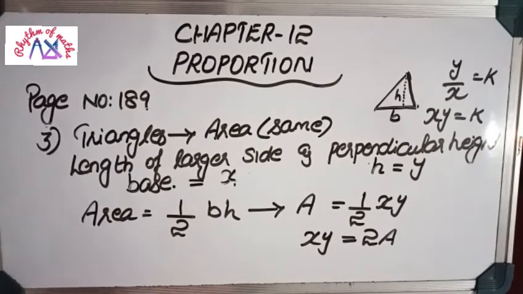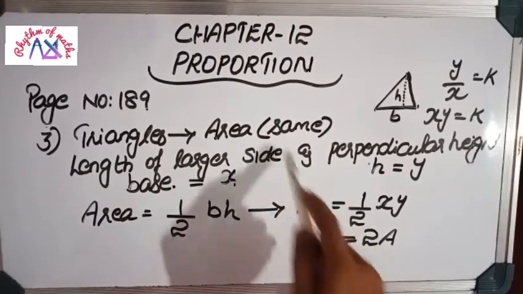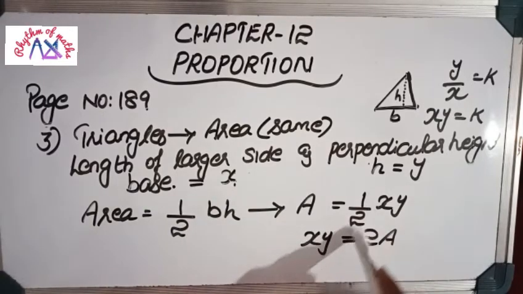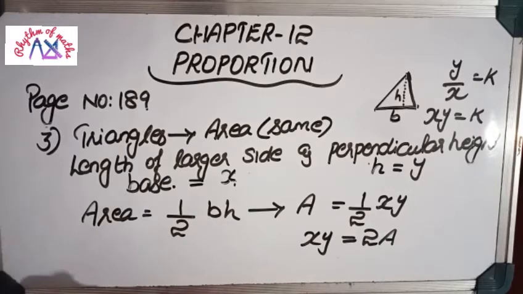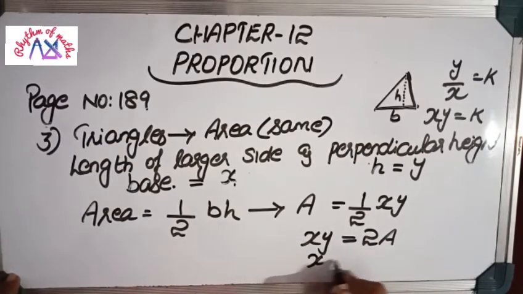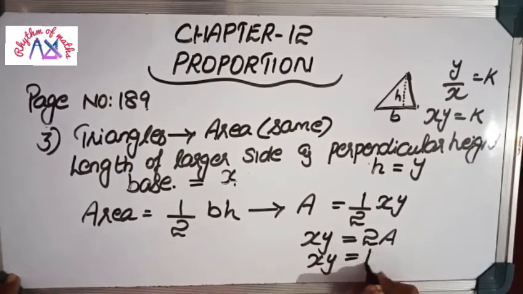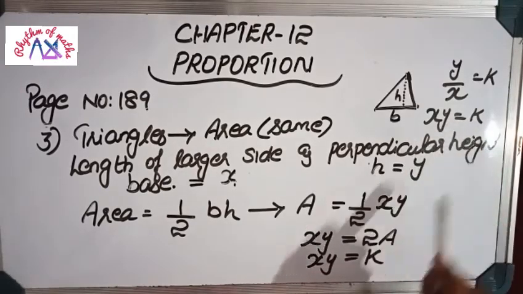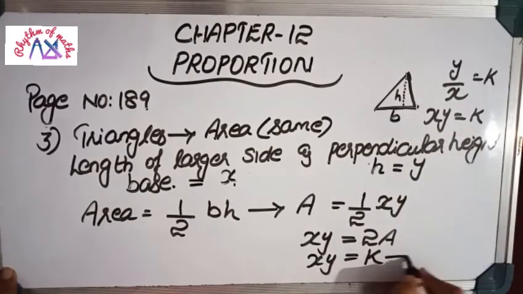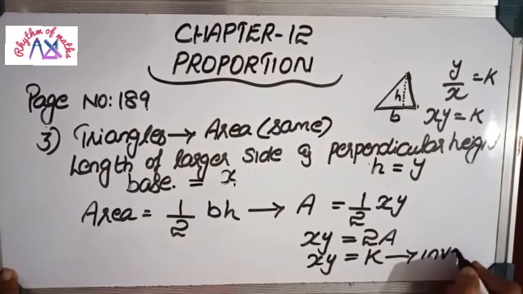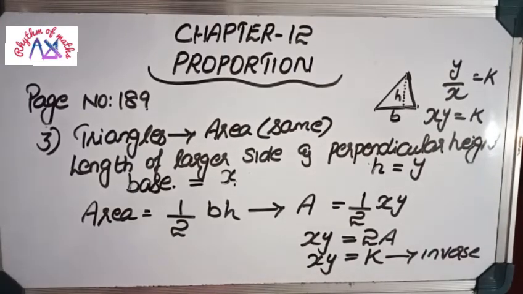Is it in proportion? Check the answer properly. xy equal to 2A, where A is a fixed number, fixed area is there. So 2A as a whole we can consider as a fixed number. That means we can write this as xy equal to constant number k. So that is the second one. That means it is inverse proportion. Okay, this is also in inverse proportion.